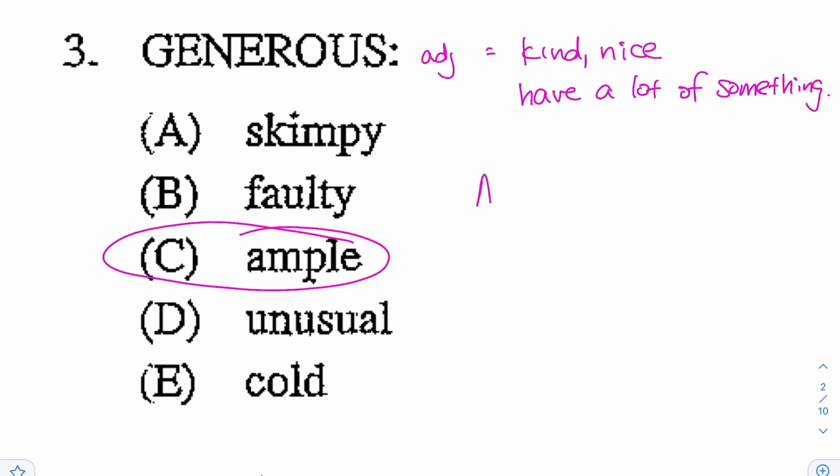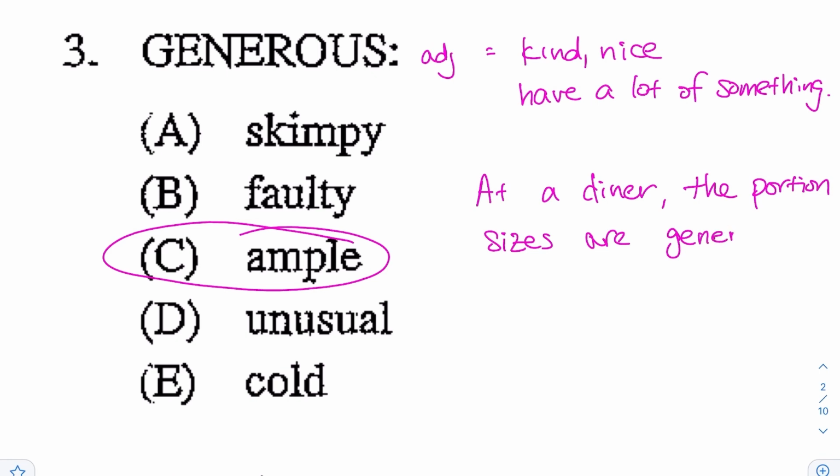So, for example, at a diner, which is kind of like a restaurant, the portion sizes are generous. So what this means is if you go to this restaurant, this diner, the plates of food that they give you is a lot of food. They don't give you like 2 small pieces of bacon. They give you a whole lot of bacon, a whole lot of eggs, a lot of waffles and pancakes and everything. So they give you a really big meal for pretty low cost. So the portion sizes are generous, which means it doesn't mean that the meals are nice. It means that there's a lot of something. So in this case, it means ample. These are synonyms.